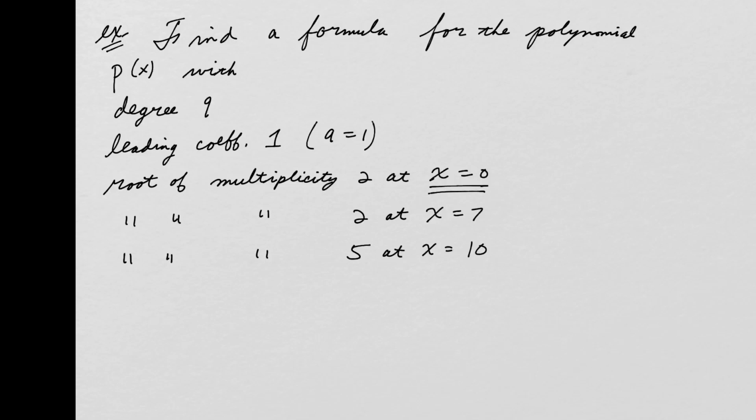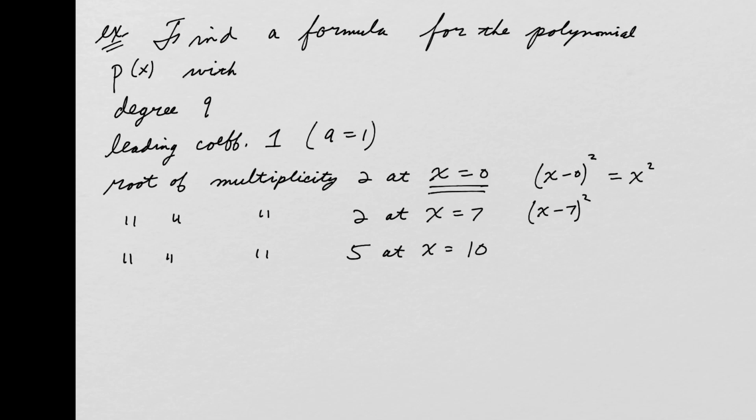If my 0 is x equals 0, and it's a root of multiplicity 2, that means the factor must have been x minus 0, and then multiplicity 2 means it was squared, right? But we never write x minus 0. We would just write this as x squared. That must be one of the factors, okay? Now, if I have another root at x equals 7, then the factor must have been x minus 7, right? That led to that. And since it's multiplicity 2, this is squared.